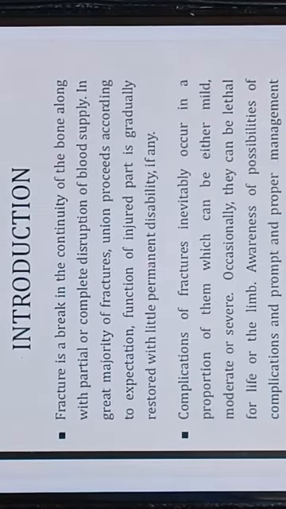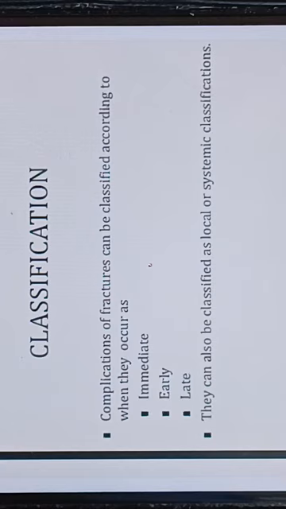The main complications of the fractures are coming to introduction. I already explained all these things. Fracture is a break in the continuity of the bone, partial or complete. There are several complications of the fracture. Depending upon the complications, for easy understanding, it is divided into immediate, early, and late. They are also classified as local causes or systemic causes.